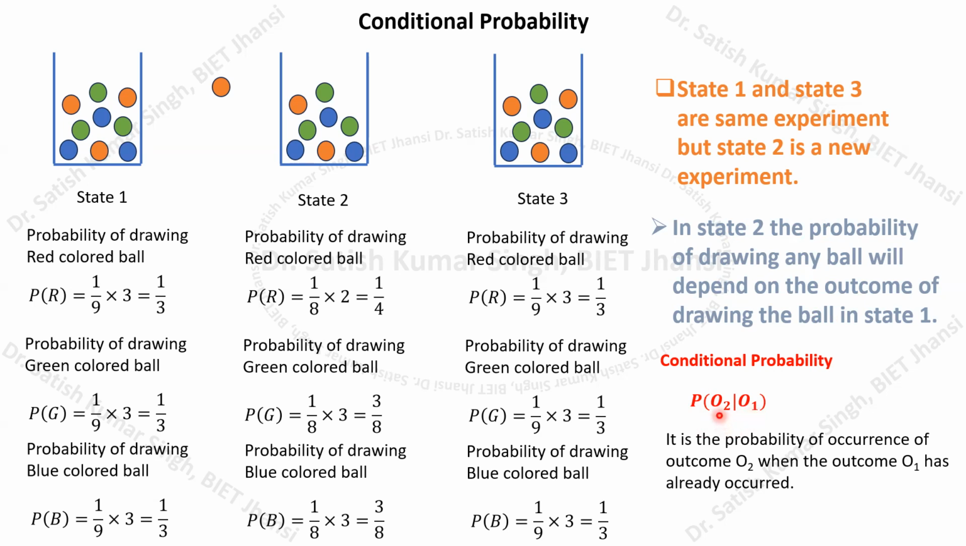So for this outcome O2, we have to calculate the probability of getting outcome O2 for given outcome O1. This particular outcome O1 has already occurred in the previous case, right? So here it is the probability of occurrence of the outcome O2 when the outcome O1 has already occurred. So this is nothing but your conditional probability, right?